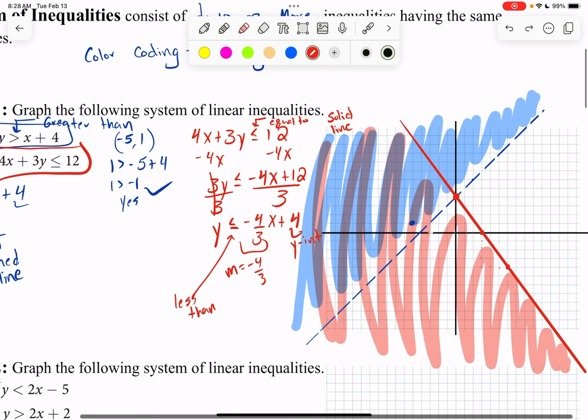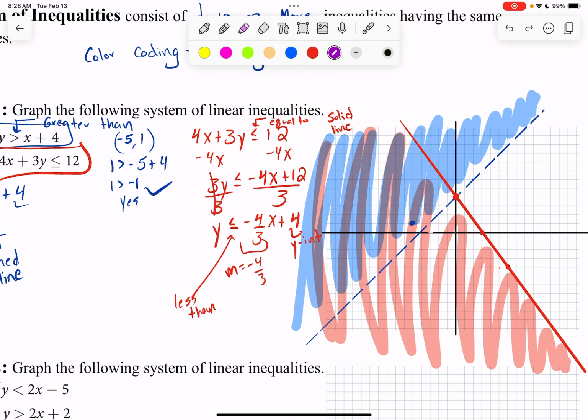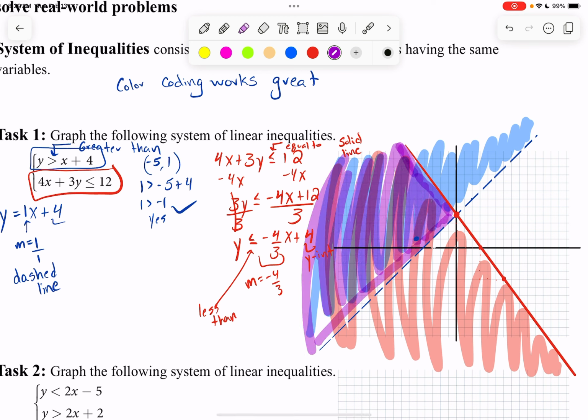So the points that will work in both of these are the points that are shaded in both red and blue. So now this is that final step. I'm going to come in and we'll shade with purple. I need to shade in the stuff that works for both of them to let the reader know exactly. So it'd be all of this stuff in between these two lines right in here.